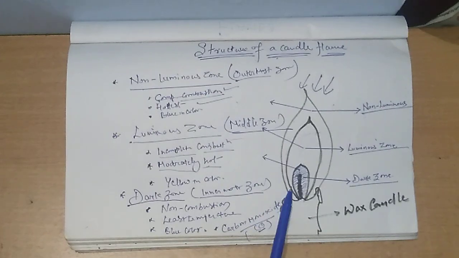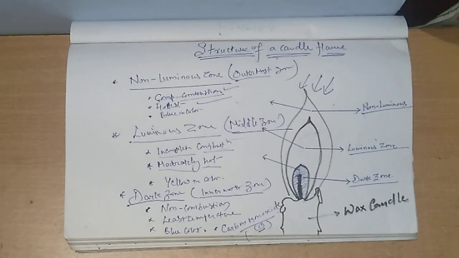Dark zone, it is basically black because the candle wick or the fuel, the substance, is burning over there, so it is black in color. But sometimes it shows a very light blue color flame, which is due to the vapors of wax, and which produces carbon monoxide. Clear? It has the least temperature and it is a non-combustion zone. Clear? So this is what a candle flame is.